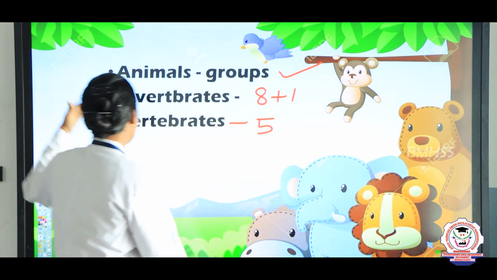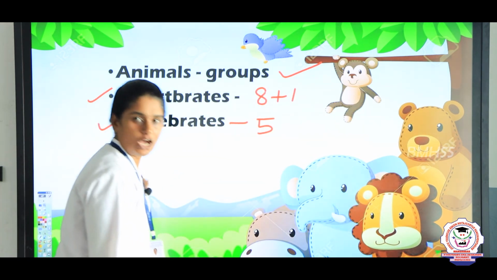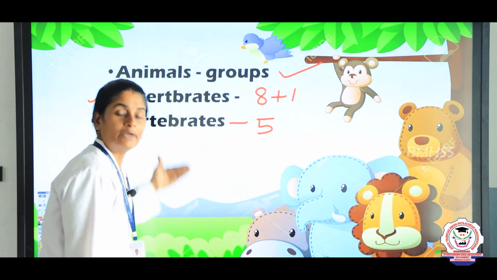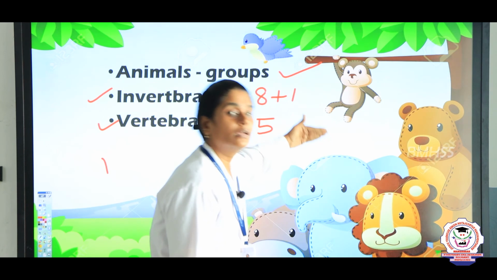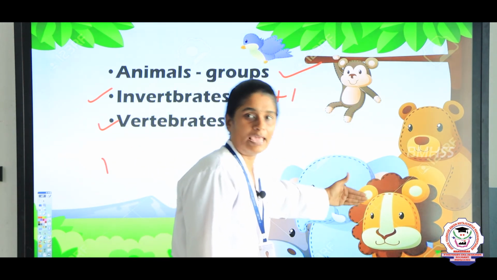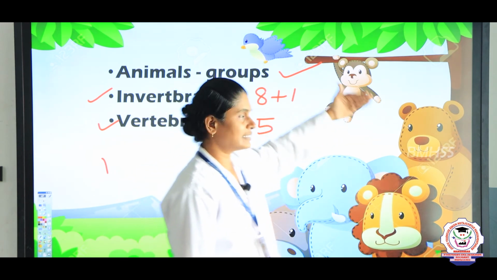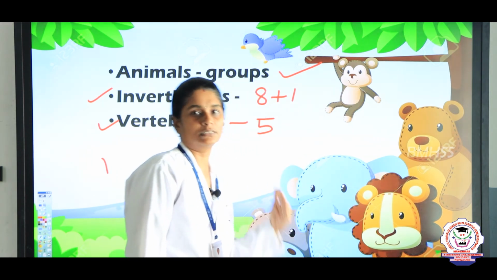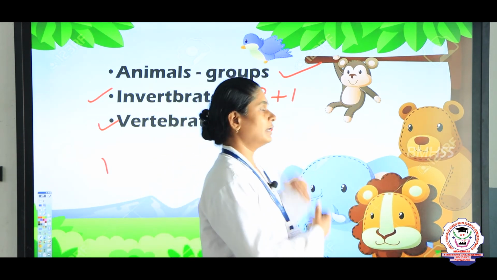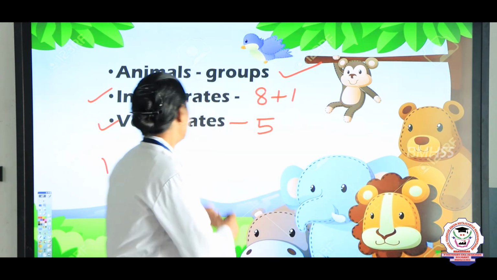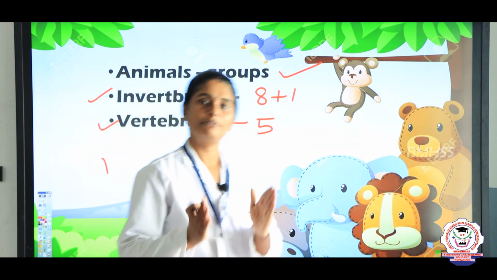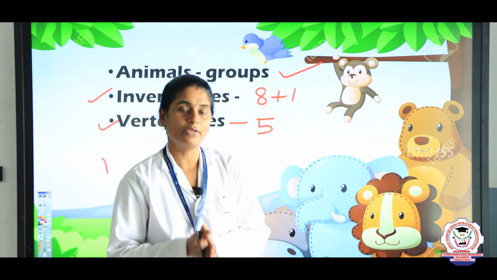So, what is the example of Pisces? Shark, right. And what is the example of Amphibia? Frog. And what is the example of reptile? Yes, tortoise. And what is the example of Aves? Peacock. And what is the example of mammals? Dog or cat. Even human beings come under mammals, right. So, vertebrates are classified into 5 different phylums. That is what we have discussed today.